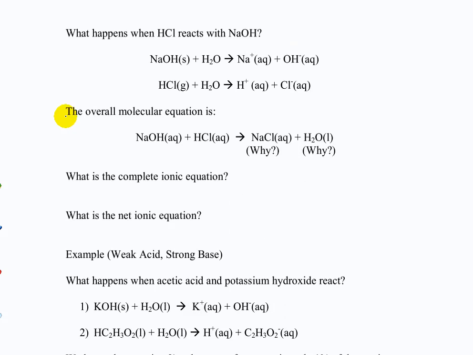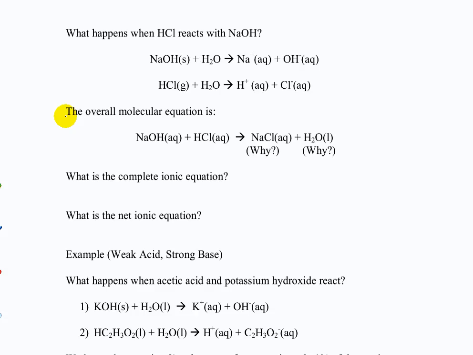This is something that you may have done. So you have basically a couple reactions going on. You dissolve the sodium hydroxide. You dissolve the acid, the hydrochloric acid. And so our molecular equation looks like this. NaOH plus HCl yields NaCl and H2O.